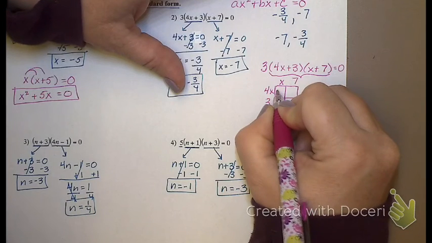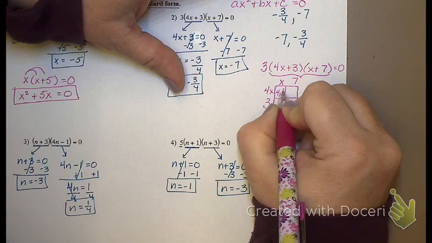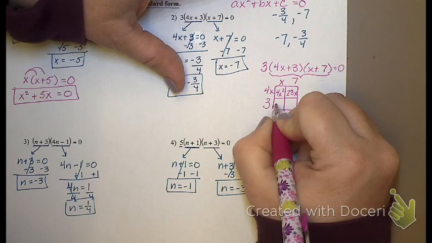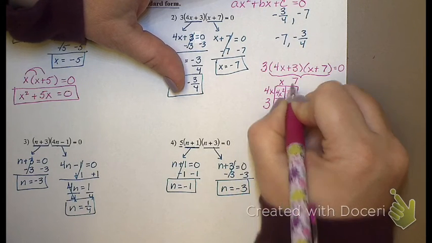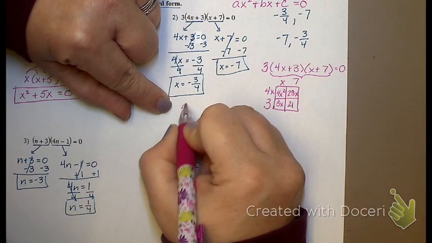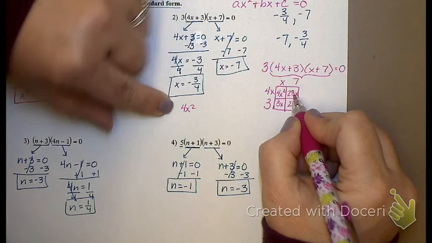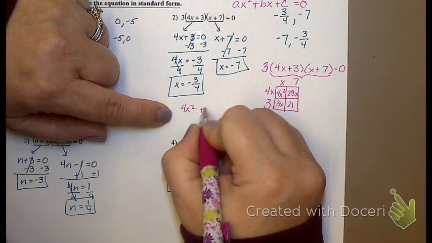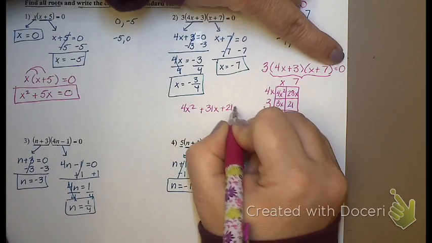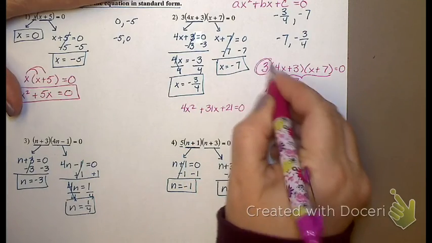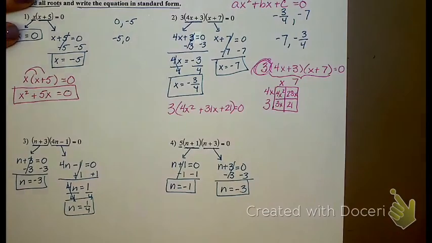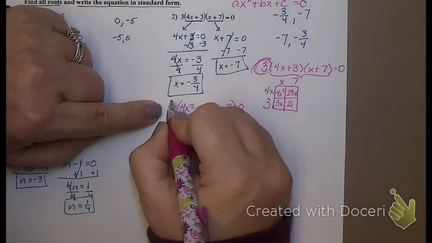What is 4x times x? 4x squared. 4x times 7 would be 28x. 3 times x is 3x, and 3 times 7 is 21. So when I write that all out, I have 4x squared plus 31x plus 21. I still have an equals 0. Now's where I want to deal with that 3. So technically all of that still needs to be multiplied by 3. So let's just distribute that 3 and then we're done.